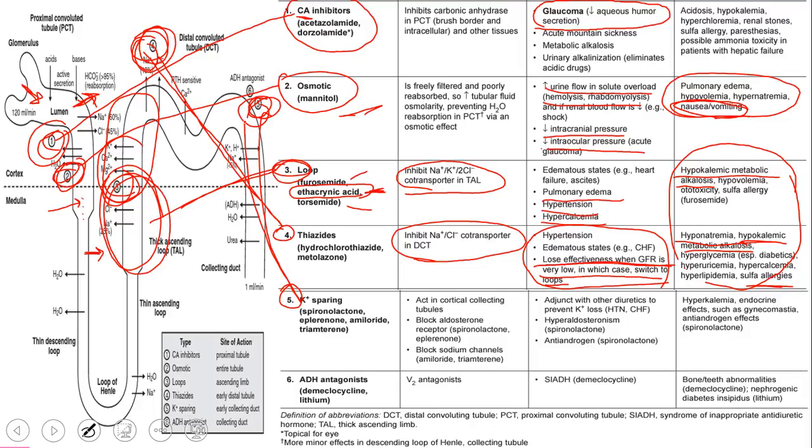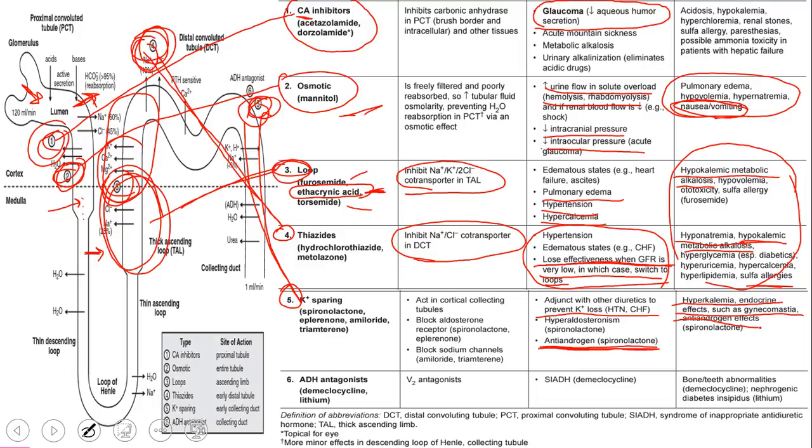Adjunct with other diuretics to prevent potassium loss, hyperaldosteronism, anti-androgen. Spironolactone is an anti-androgen, so that's where we worry about the gynecomastia. Hyperkalemia, endocrine effects such as gynecomastia. These are all the side effects, things you're worried about.